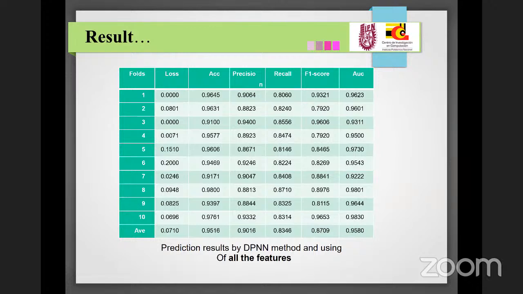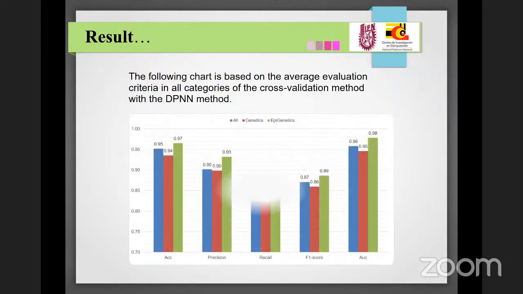In the next slide, there are prediction results by the DPNN method using all the features. The following chart is based on the average evaluation criteria in all categories of the cross-validation method with the DPNN method. You can see that we showed epigenomic with green color, genomic features with red color, and all features that we used with blue color.